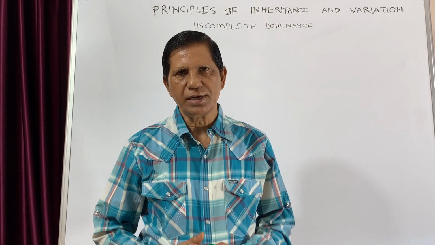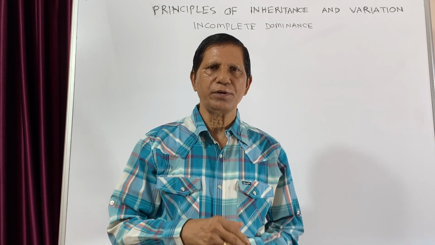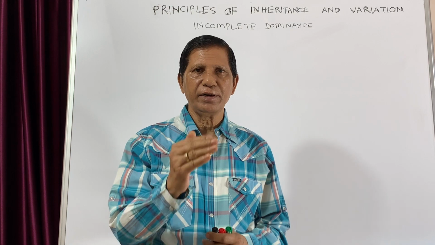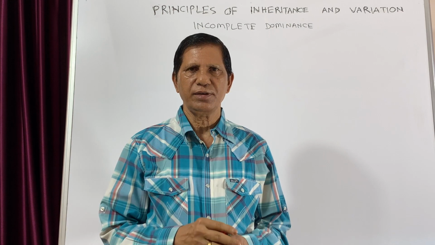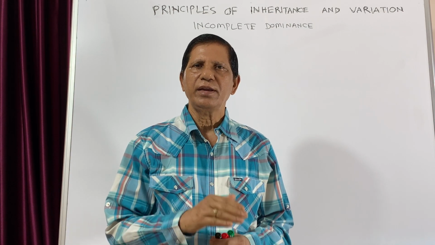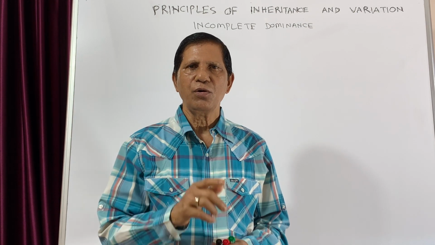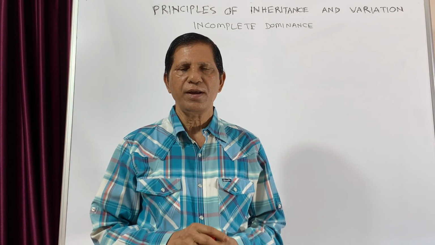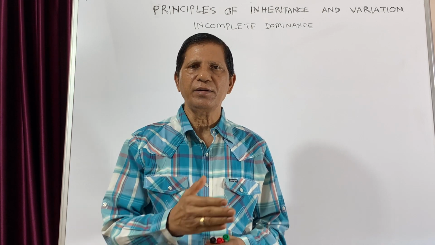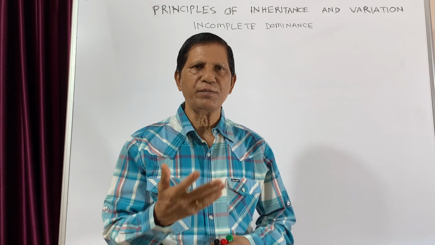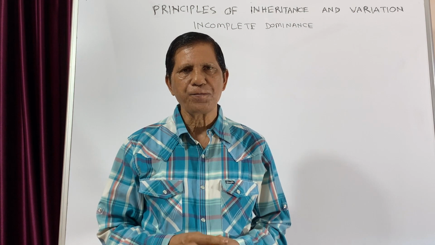Today in this video we'll discuss incomplete dominance. But before that, let me tell you one thing. When Mendel conducted his monohybrid crosses in the F2 generation, he obtained the phenotypic ratio of 3:1 and the genotypic ratio of 1:2:1. But later on, when post-Mendelian scientists started working on different monohybrid crosses in different plants, they found that the phenotypic ratio is modified.